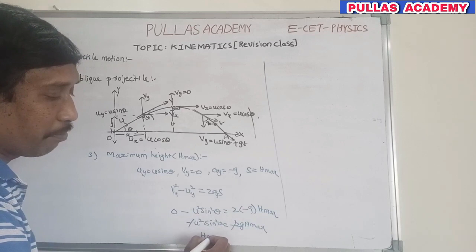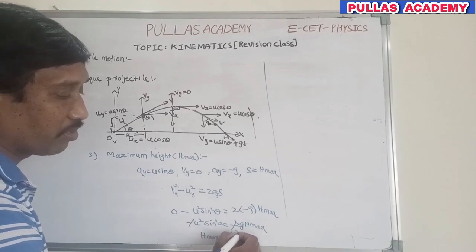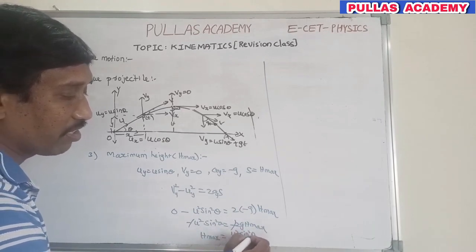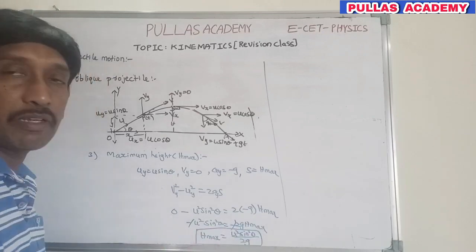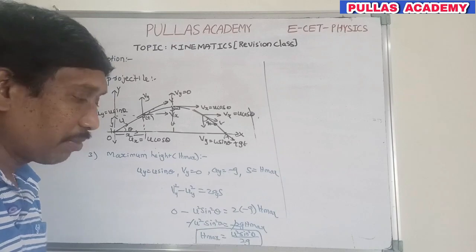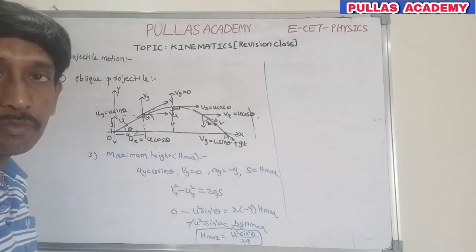Finally, this is an important formula. h max is equal to u square sin square theta by 2g. This expression stands for maximum height. u square sin square theta by 2g is the formula for maximum height.